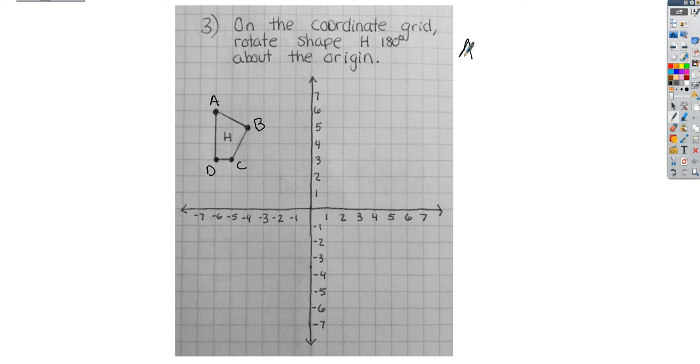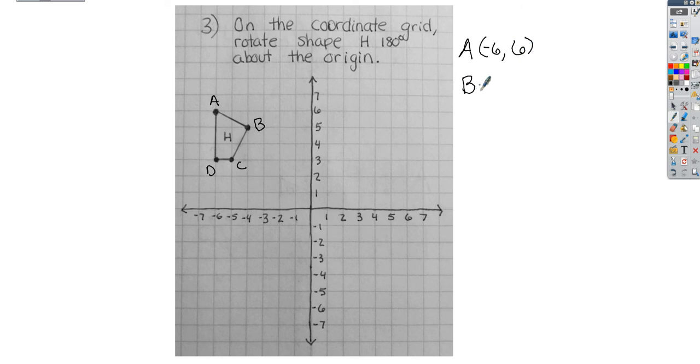So I'm going to talk about point A and find its ordered pair. So A, starting at our origin, we went 1, 2, 3, 4, 5, 6, negative 6 this way. So our x value is negative 6, and we're going up how many spaces? So let's count. 1, 2, 3, 4, 5, 6, and up 6.